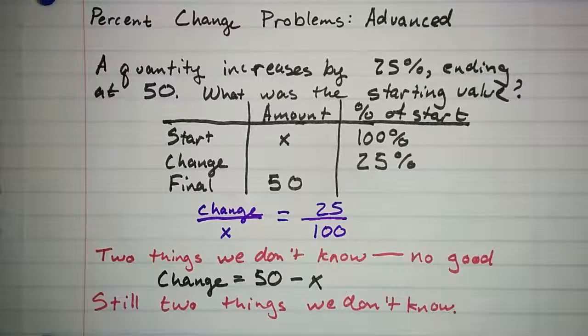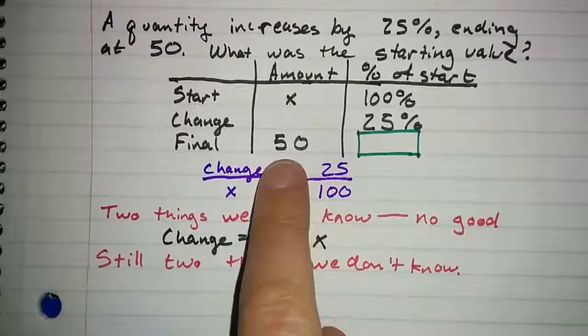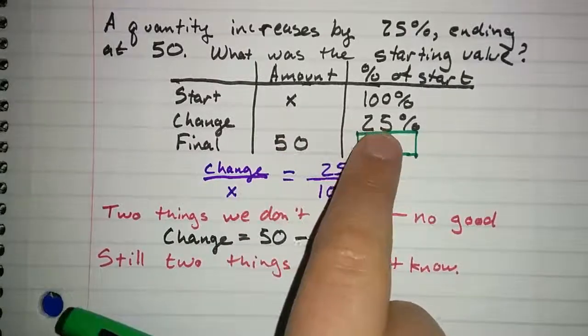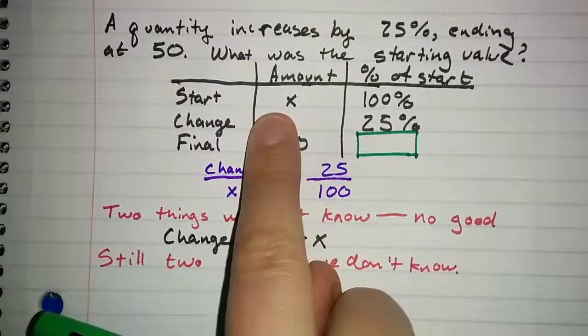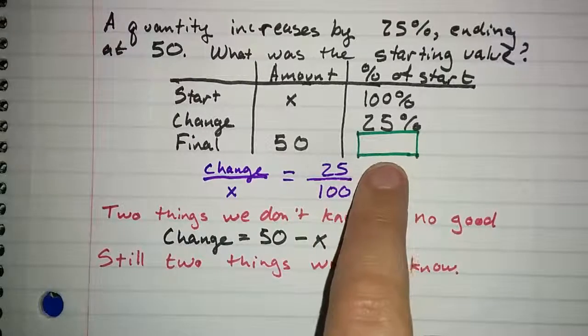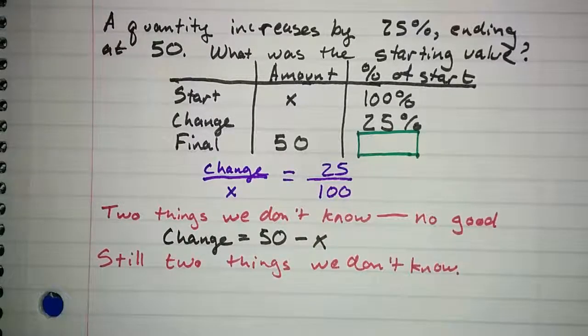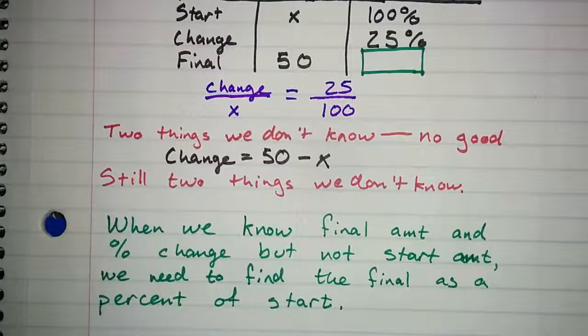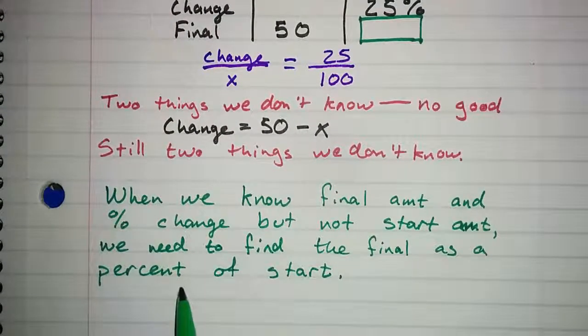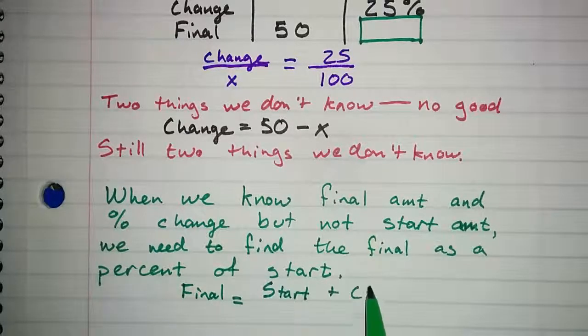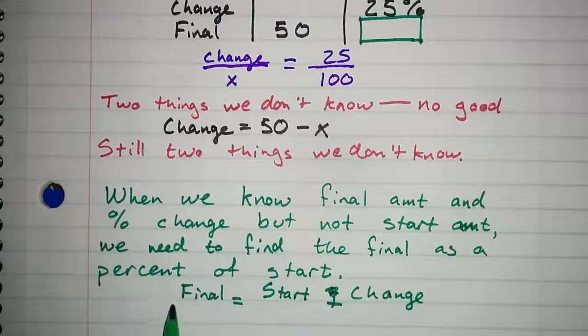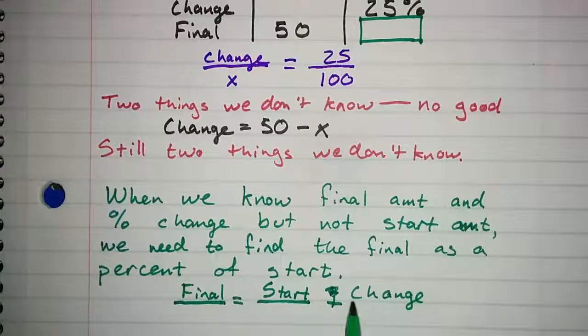We need to think back now. We need to look at this percent here. In this case, where we know the final amount and the percent change, and we're looking for the starting amount, we need to think of the final amount as a percent of the starting amount. And remember how we do that, right? So we know the final amount is the starting amount plus the change. But because of the way adding fractions works, we can write all of these as fractions with the starting amount as the denominator as well.